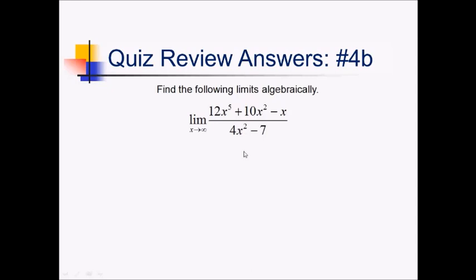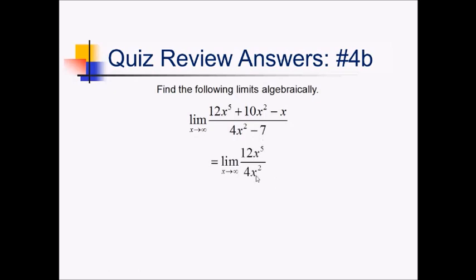For this problem, since x is approaching infinity for this limit, we can ignore the slower growing terms. So 12x to the 5th is our champion in the numerator. In the denominator, we're just going to keep the 4x squared. Everything else is just slowing us down.